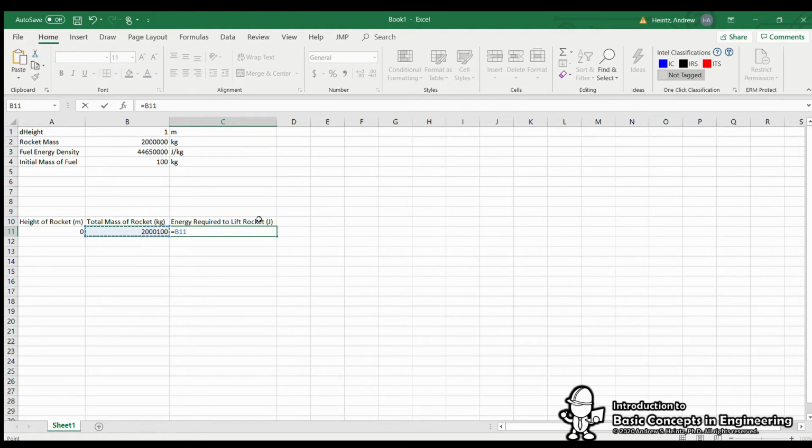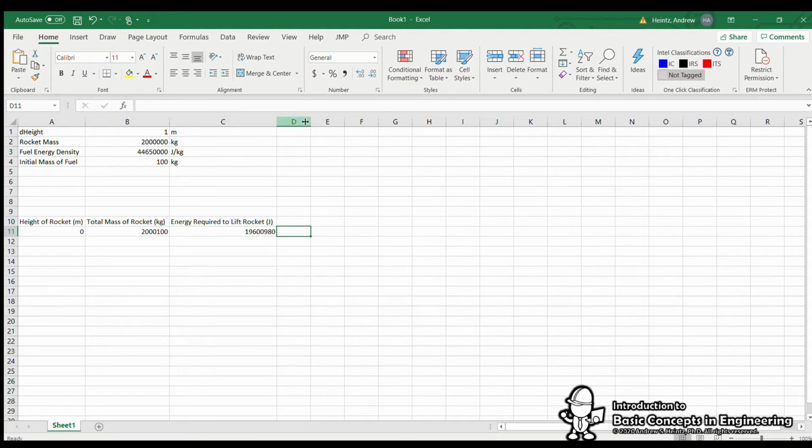So we're going to go B11 plus, times 9.8, which is gravity, times, what do we think? Times our delta height. But now again, what do we need to do? We need to lock this cell to make sure that it's constantly referencing that cell even when you drag it down. All right, very cool. So what this is telling us now is with our rocket of roughly 2,100,000, it's going to take that many joules to lift the rocket.